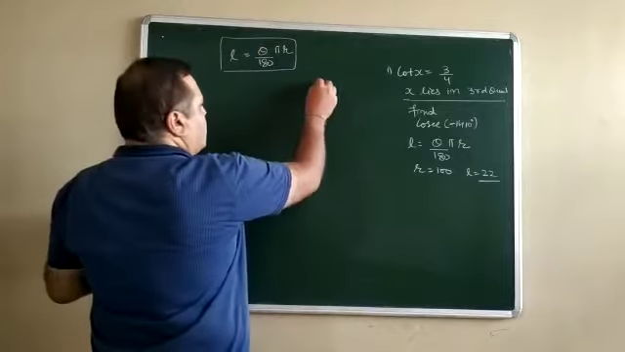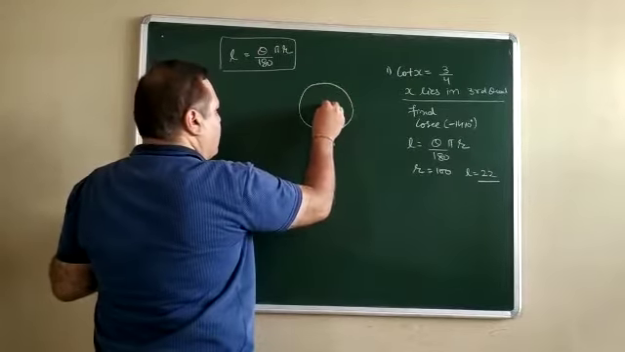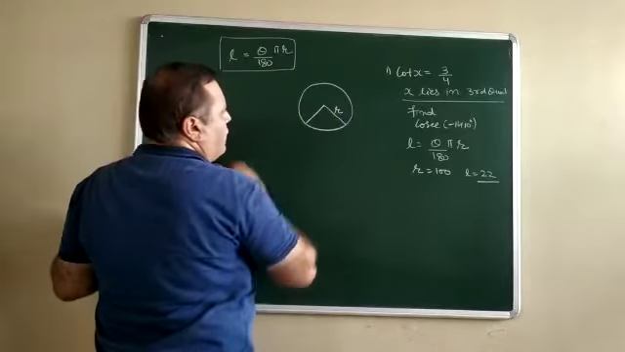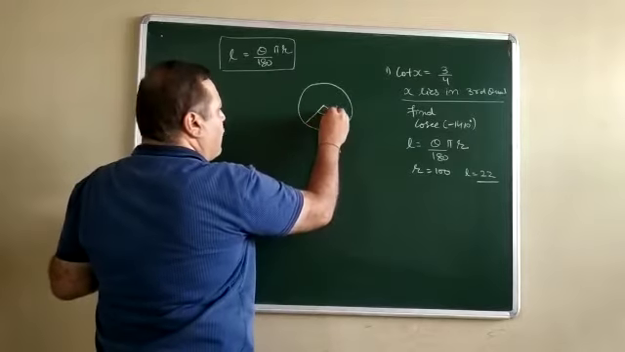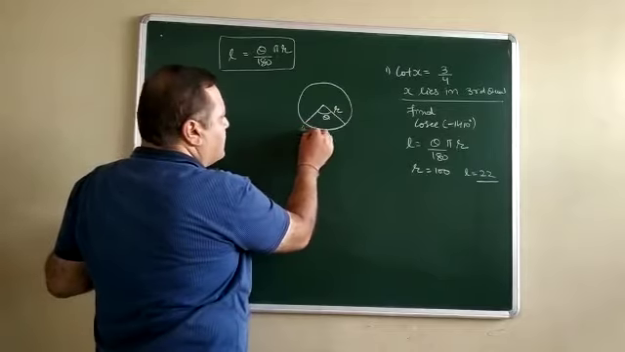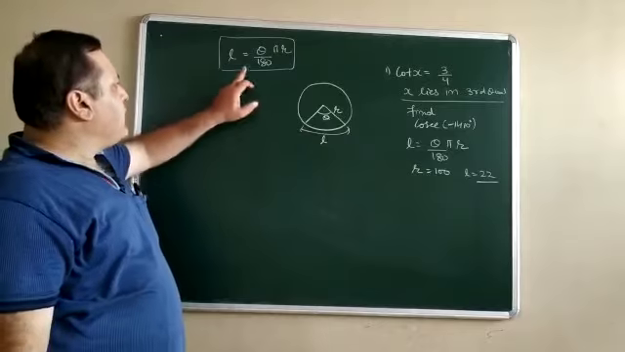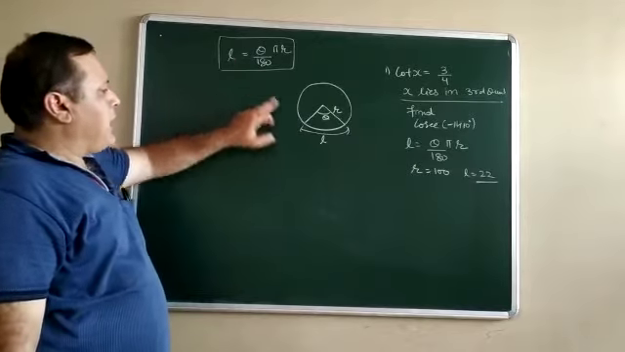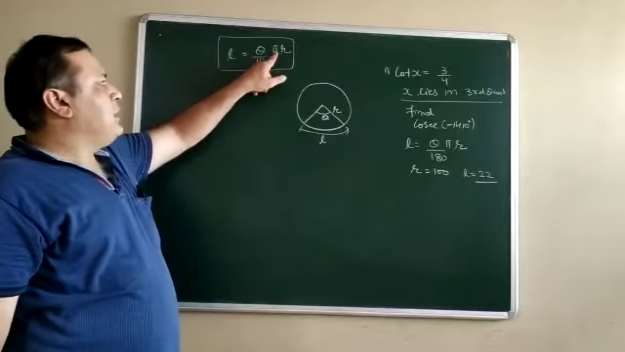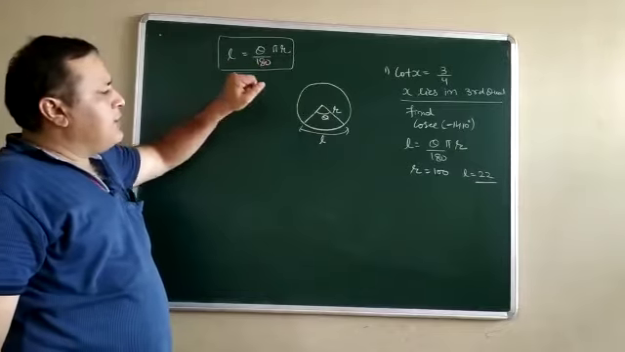Now a circle is given to you, this is the center of the circle, this is called the radius of the circle, this is theta, the angle between them, and this is called the length of the arc. Now you know very well the relation: length of arc L is equal to theta, the angle between the radii, times pi, that is 22 by 7, times r, the radius of the circle which is given to you, divided by 180.